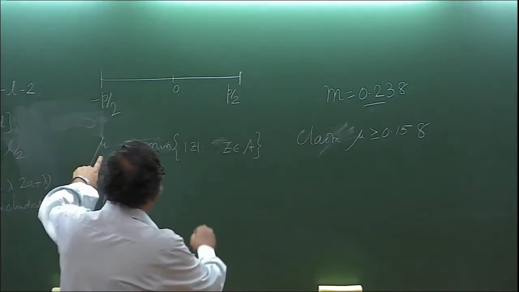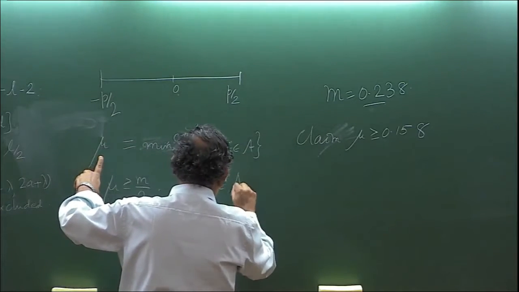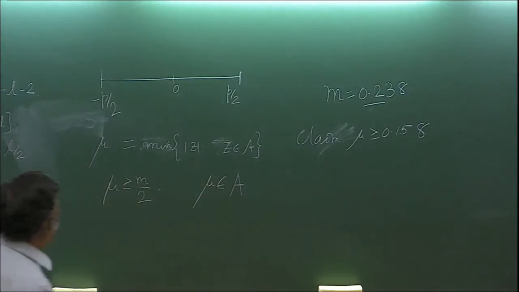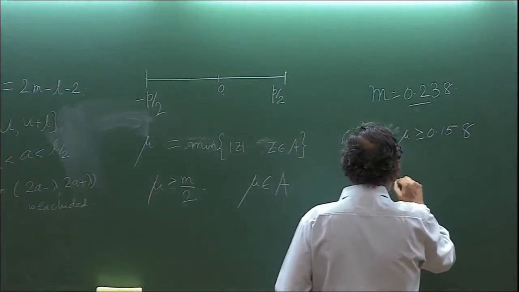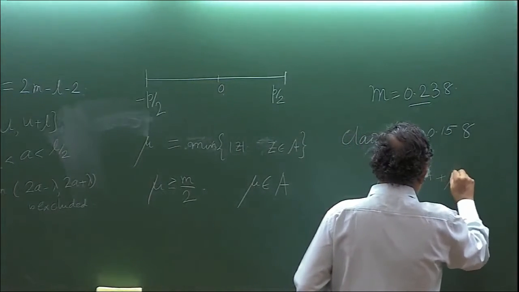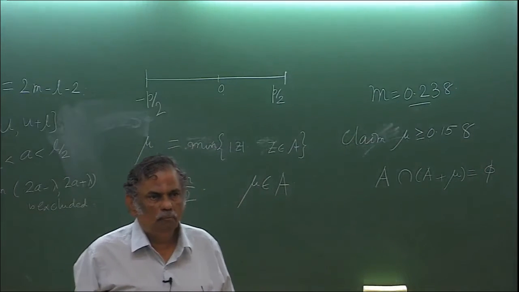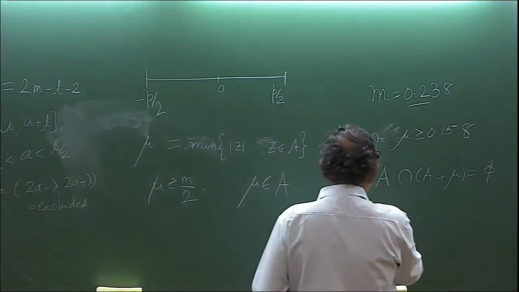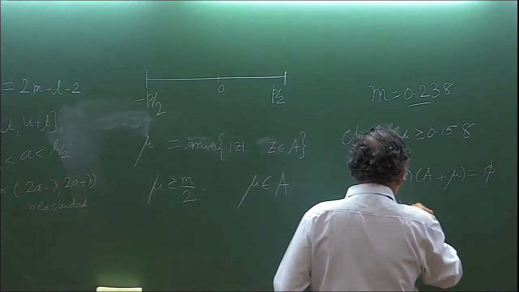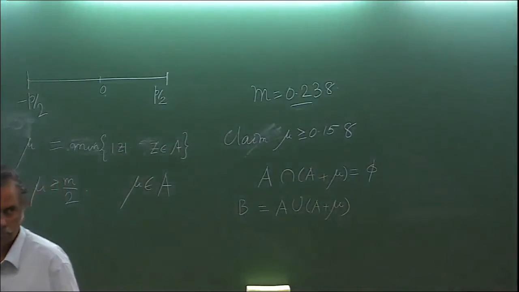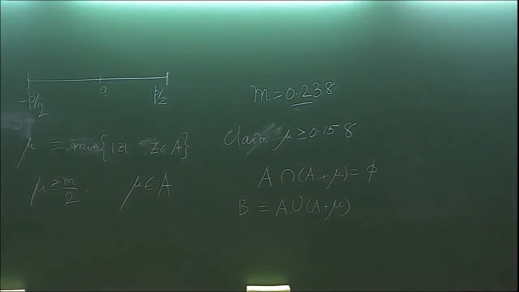Remember, mu belongs to A. Mu is a minimal element and mu belongs to A. And now consequently, A intersection A plus mu is empty. Good. And now you can define your B to be A union A plus mu. Okay. And now I can apply the Lewis theorem for this B.